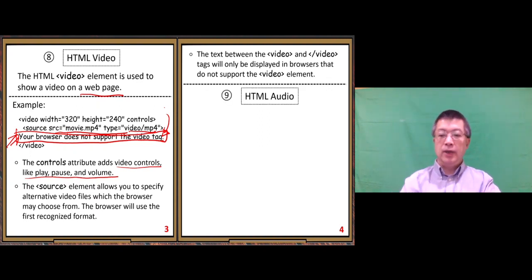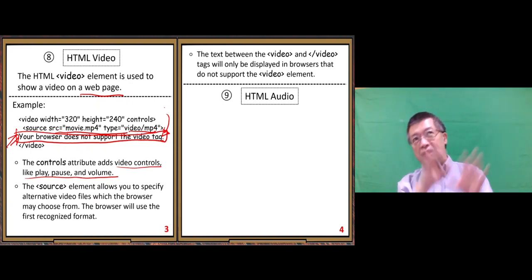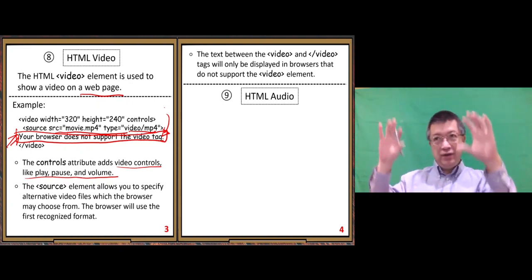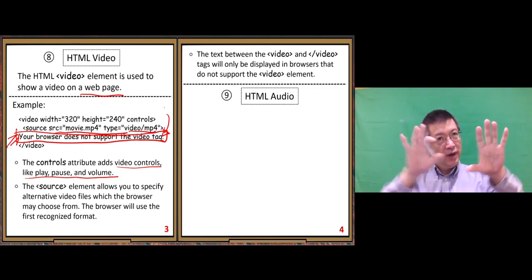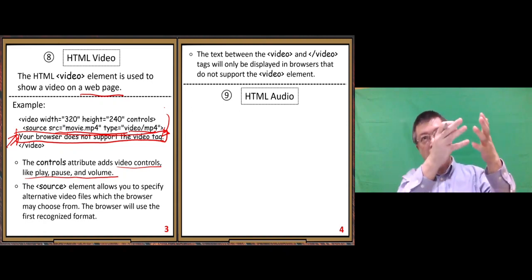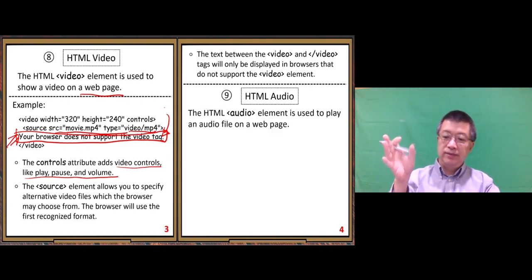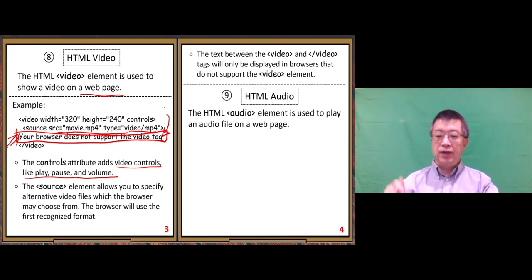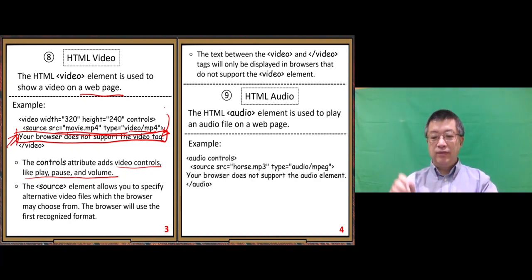The last element of this part is HTML audio. It is similar to video. Other than video, we can also embed audio. The syntax is very close, slightly different, just change from video to audio. The remaining things are almost the same, so we can quickly finish it. The audio example is pretty similar.